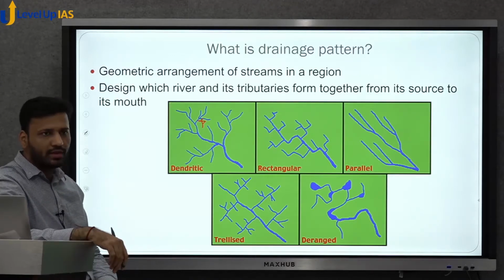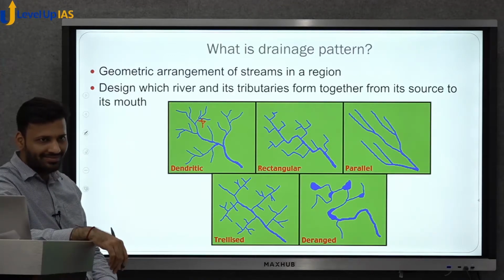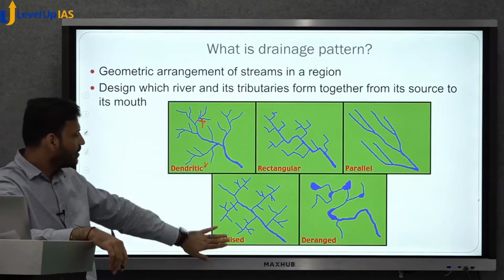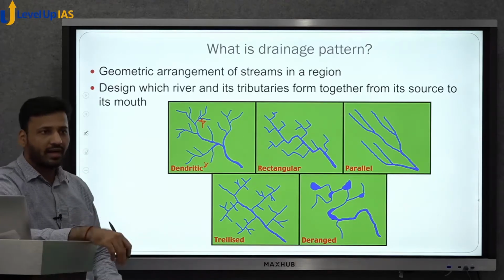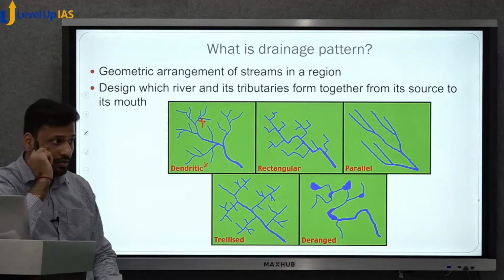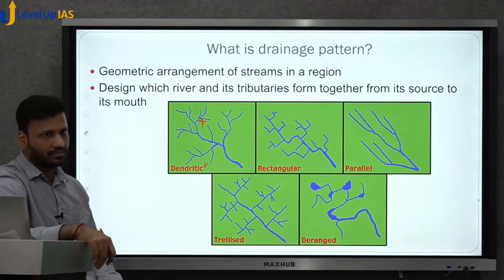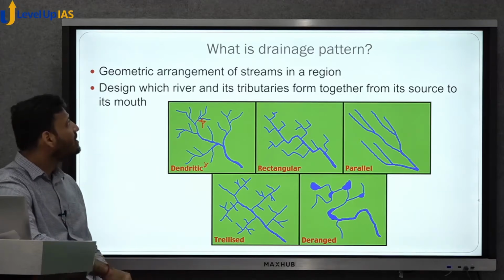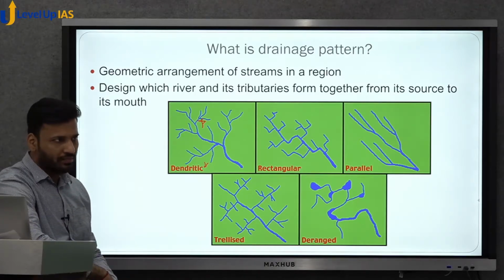And we are going to see all. So we have dendritic, rectangular, parallel, trellis, deranged, radial, circular, barbed. There are so many drainage patterns. Getting it? So let us understand this drainage pattern one by one.